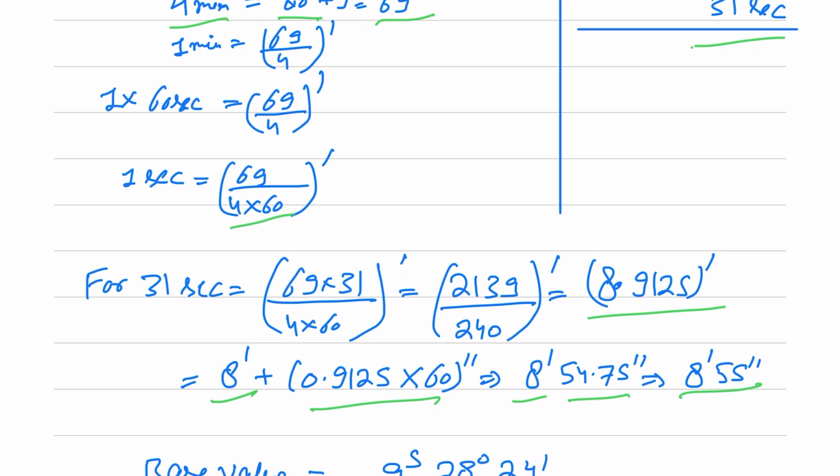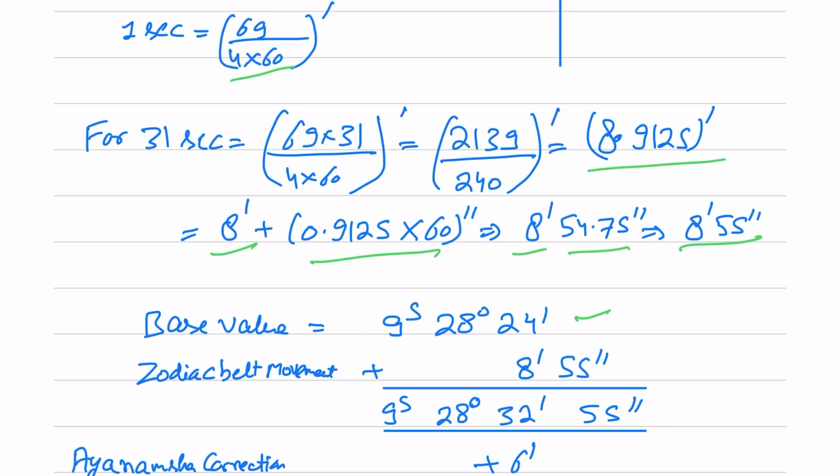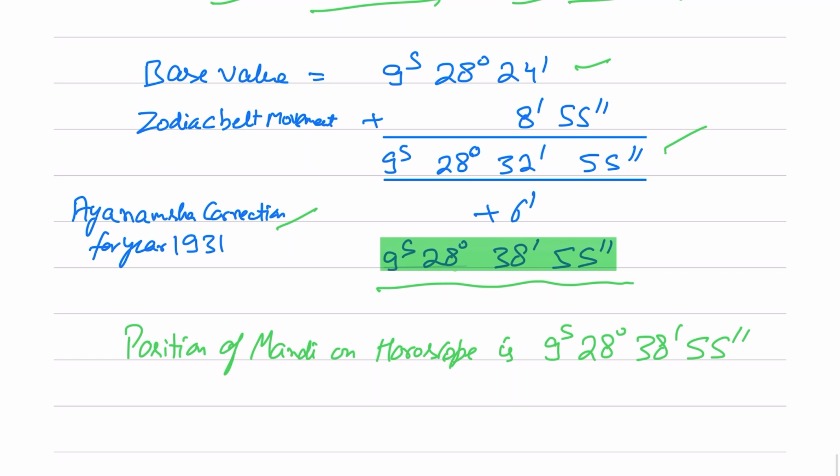So doing the calculation, we need to use the base value, then add the zodiac belt movement for 31 seconds. So it is 24 plus 8 is 32, 9 sign 28 degree 32 arc minute and 55 arc second, and after that we have to do the Ayanamsha correction for year 1931, which is +6 arc minute as mentioned in page 8 of the table of ascendant. So this is the final value for the position of Mandi. So the position of Mandi on the horoscope is 9 sign 28 degree 38 arc minute and 55 arc second.